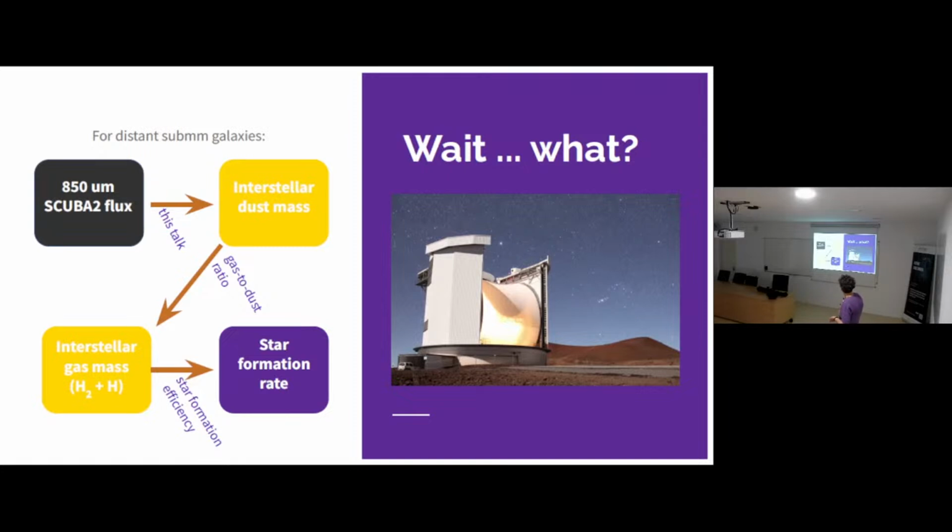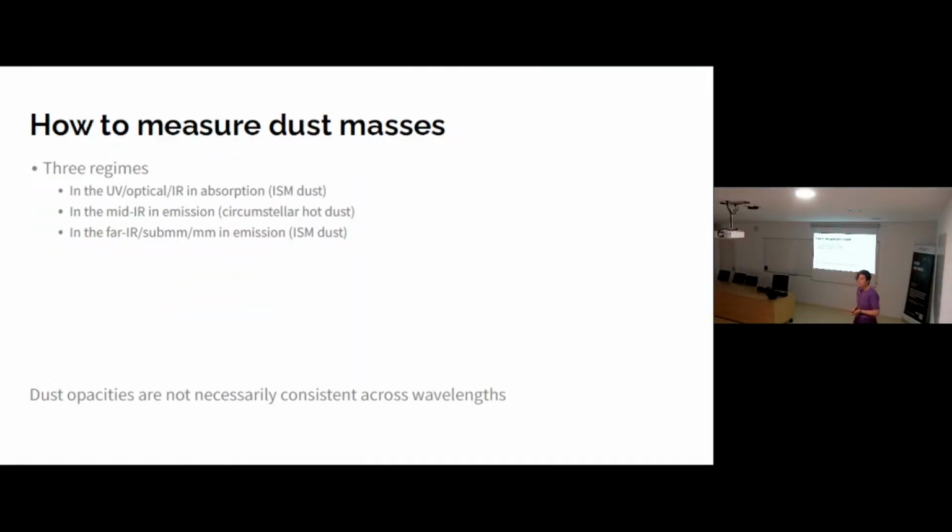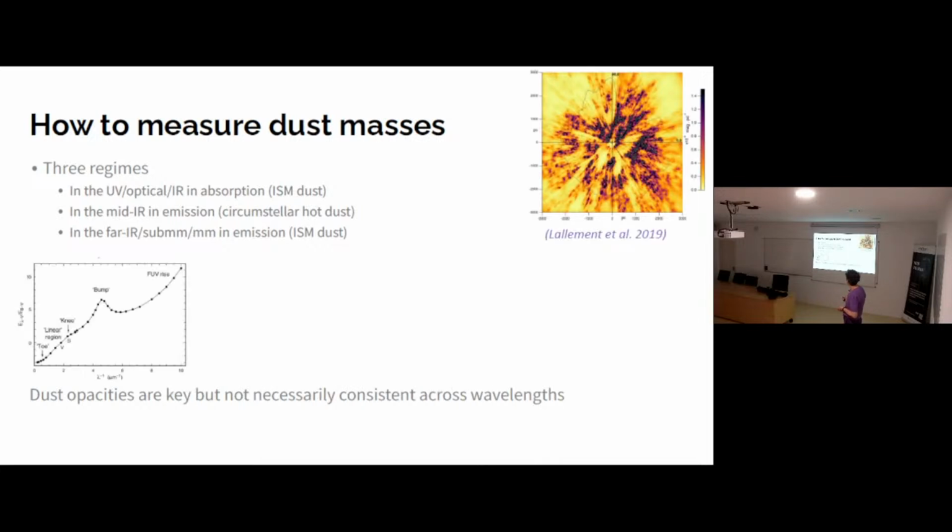And in this talk, I will focus on how you go from measuring this submillimeter flux value to an interstellar dust mass. And I won't go into these other steps, but they have huge uncertainties as well. So let's talk about how you can measure dust masses. And for simplicity, let's talk about a number of different regimes that we can consider here. So the first one is the UV, optical and infrared in absorption.